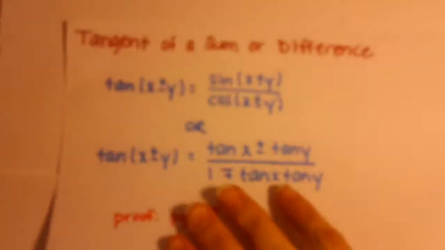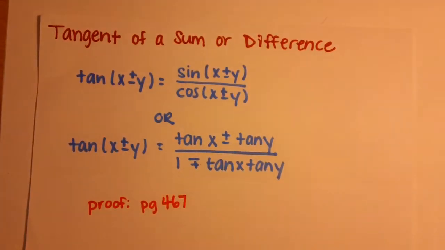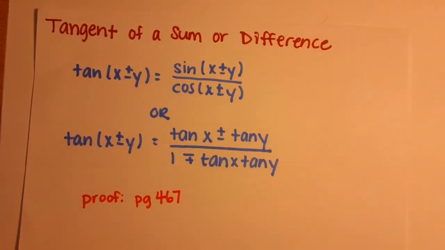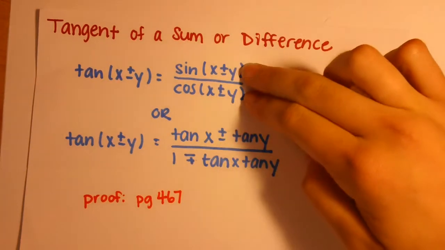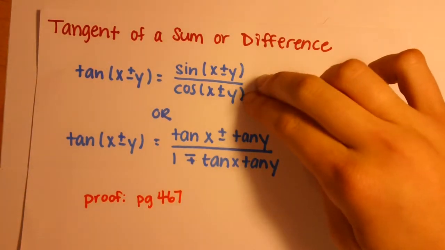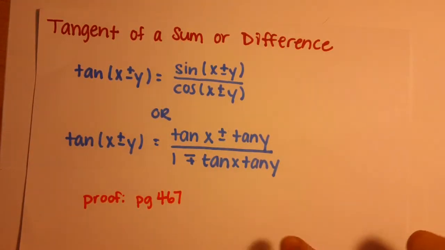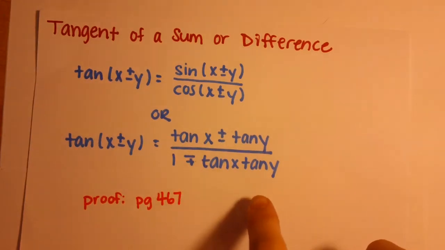Now let's look at the tangent of a sum or a difference. We know tangent is sine over cosine, so we can actually use these sum and difference identities within the tangent as well. The tangent of x plus or minus y is sine of x plus or minus y over cosine of x plus or minus y, so these will follow the sum or difference formulas as before. Or you can use the one for tangent, which is tangent x plus or minus tangent y, all over 1 minus or plus tangent x times tangent y.